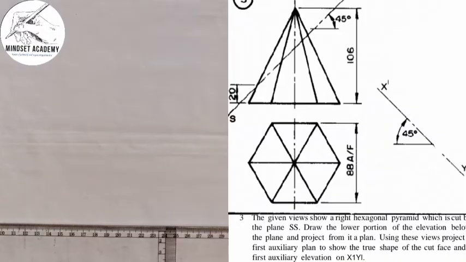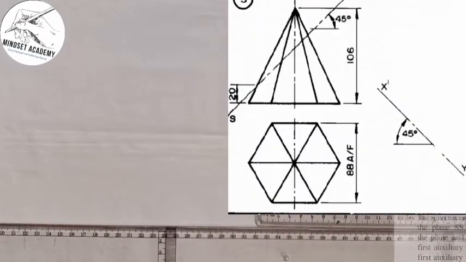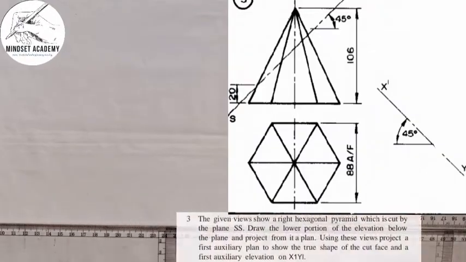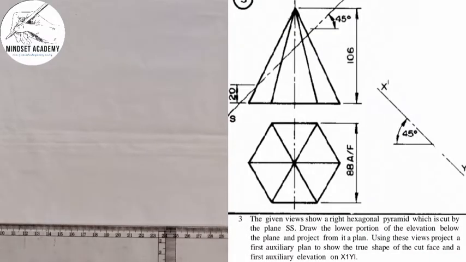plane, right? So what we'll do first of all is to replicate the diagram that you're seeing at the right hand side of the screen. Then from there we will know what to do. I always say the first thing you have to draw is your plan, right? This figure you see down here is the plan, and it is said that it is 88 millimeter across flat.